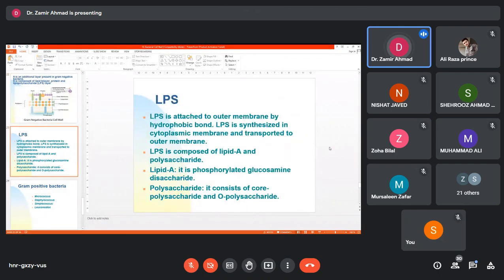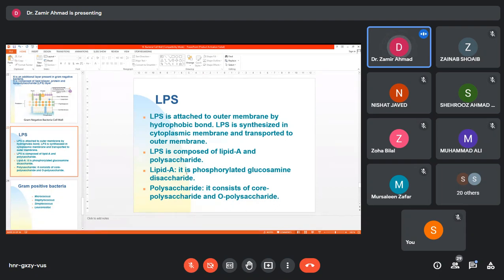So lipopolysaccharides, as they are present in the outer membrane, are attached to the outer membrane by hydrophobic bonds. These lipopolysaccharides are synthesized in the cytoplasmic membrane and transported to the outer membrane. Lipopolysaccharide is composed of a lipid, lipid A, and a polysaccharide. So it is a combination of lipid and polysaccharides.